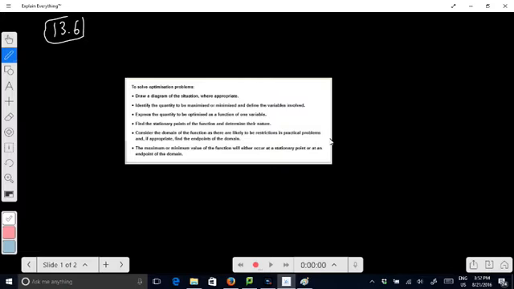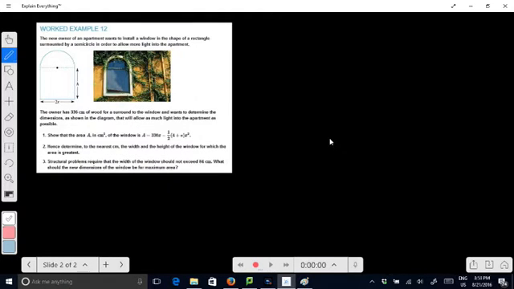The last one is to consider the domain of the function, as there are likely to be restrictions in practical problems. So height can't be negative, time can't be negative, etc. And so find the endpoints of the domain. The final one is that maximum and or minimum values of the function will either occur at the stationary point or at an endpoint of the domain. So a lot to take in. Let's have a look at an example.